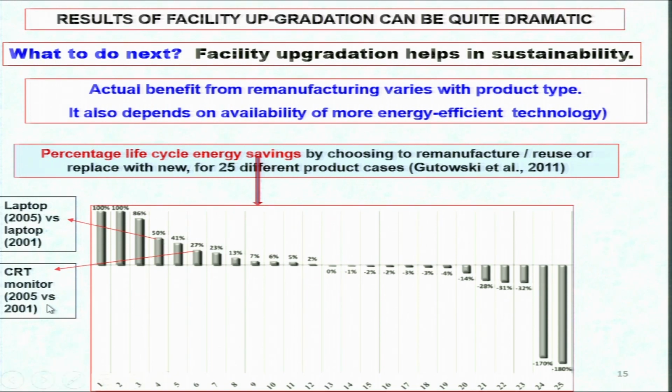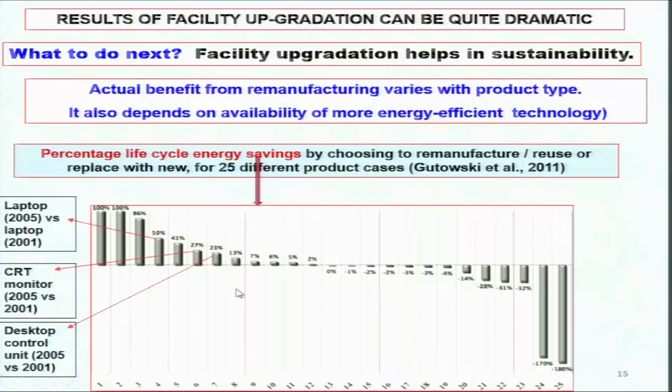CRT monitor 2005 and 2001, there is a saving of around 27%. So technology should help in reducing the energy consumption. They are indirectly helping the environment. And you can see here desktop control unit 2005-2001, you are able to save 23%.